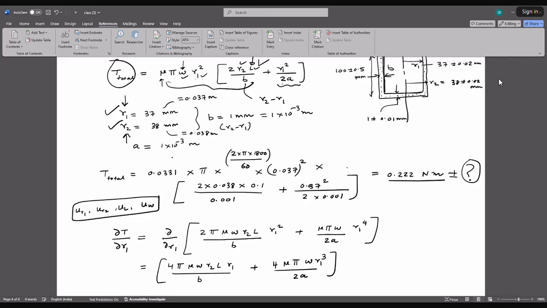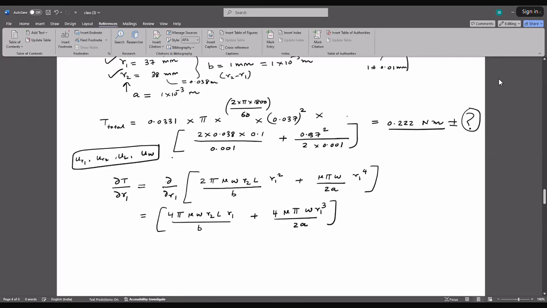So all these parameters are known, right? So if we substitute, then dou T over dou R1 will come out to be 1.986 Newton.